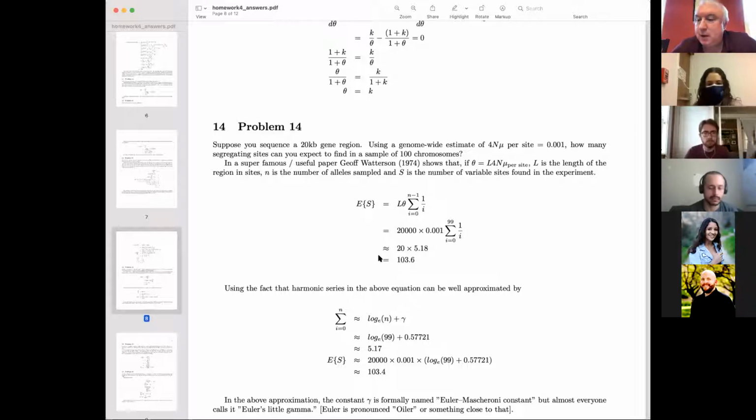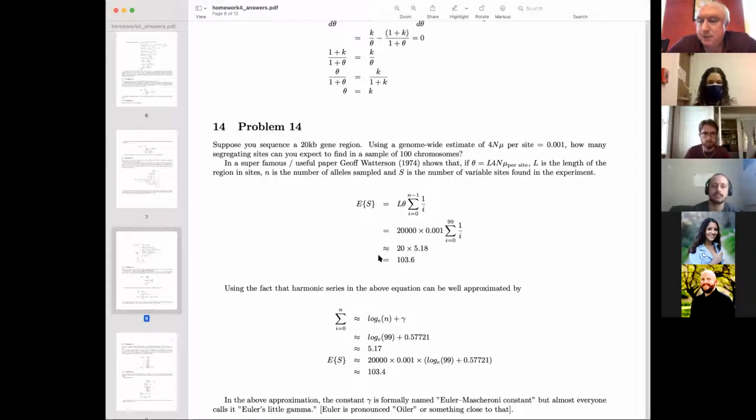So if they walk in and show you data from 18,000 segregating sites in their sample of 100 people, you immediately say you've got a data quality problem. Something is deeply wrong with your sequencing. I expected 100 sites, not 5,000.